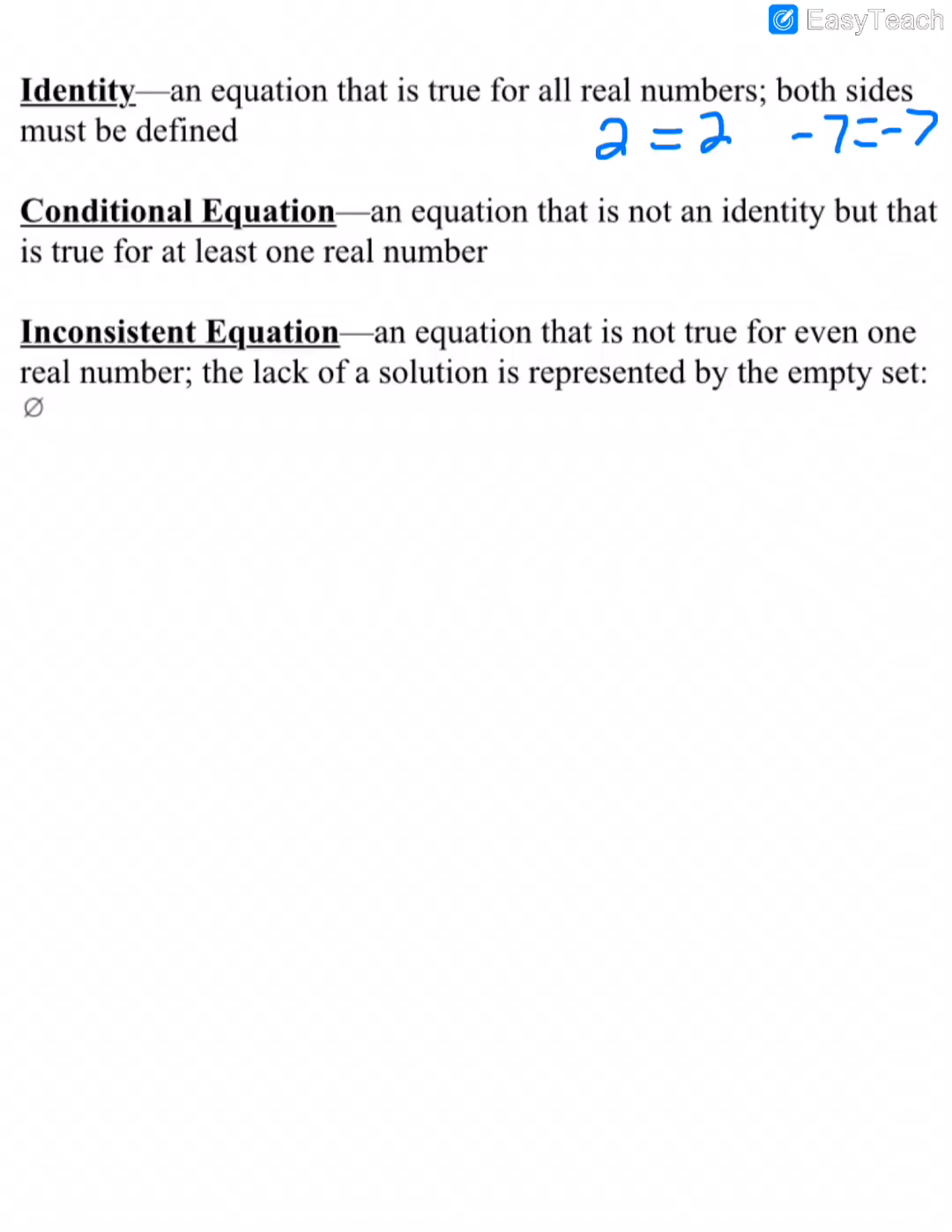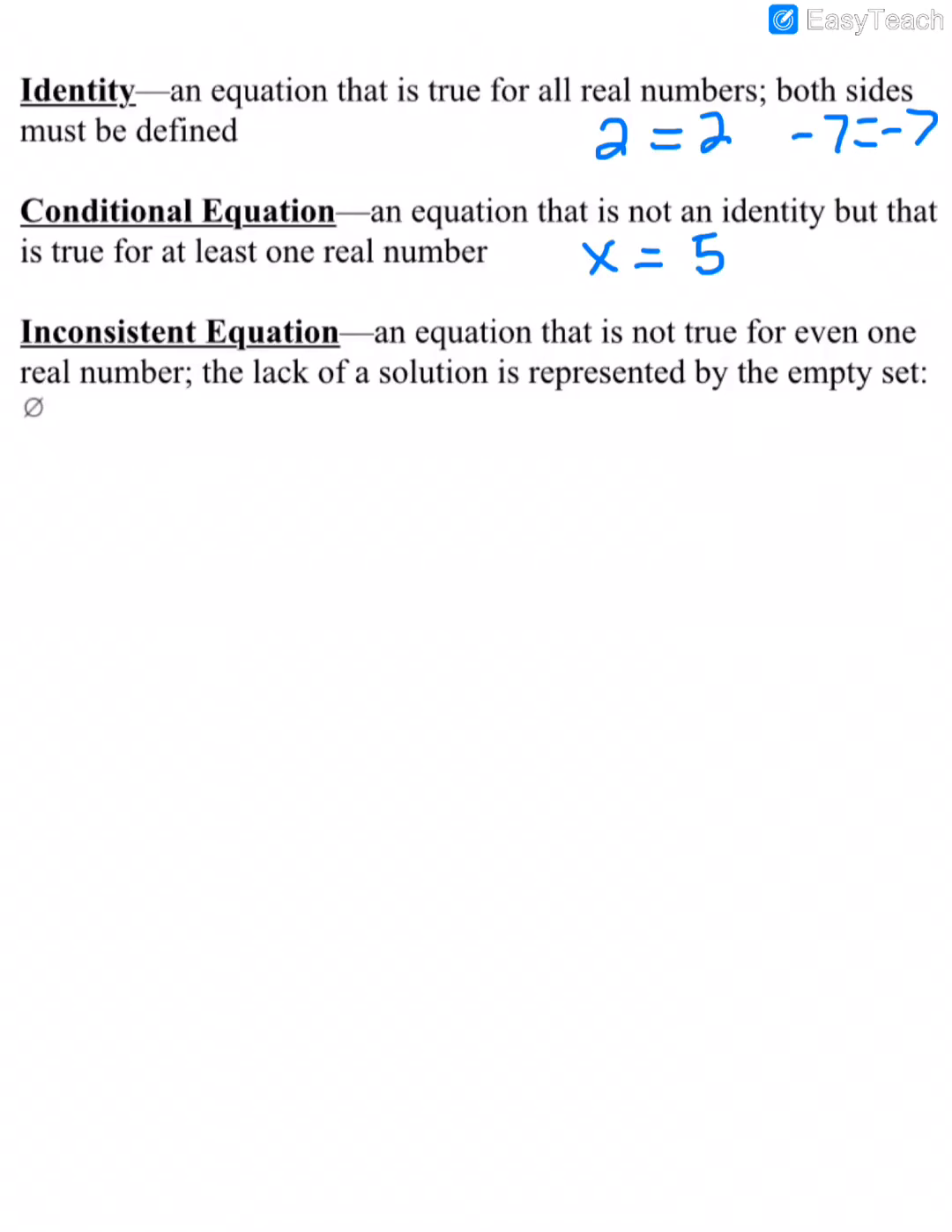A conditional equation is an equation that's not an identity, but it's true for at least one real number. So that's what we usually get. A conditional equation is when we get an answer like x equals 5. So if our variables don't cancel out and we get a value for our variable, like x equals 5, x equals 0, x equals 9, that would be a conditional equation.